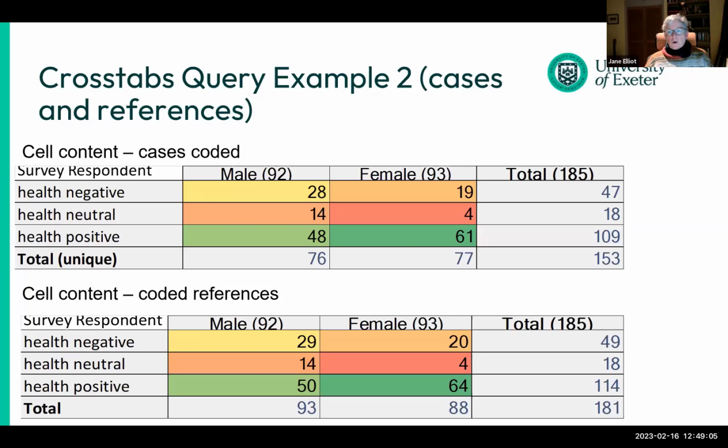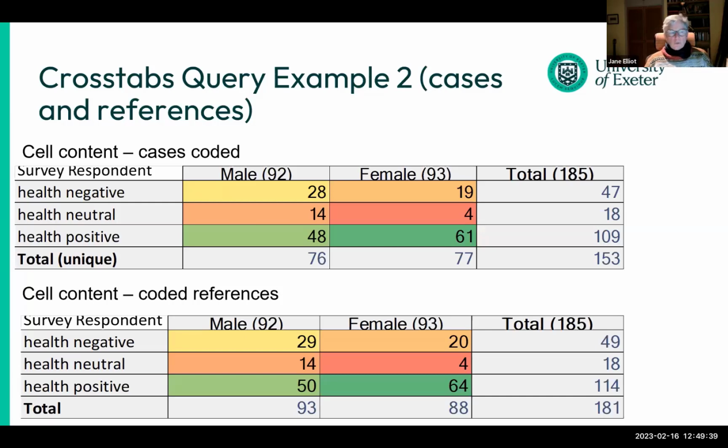Overall, we've got 185 people, real people. 92 of them are men, 93 of them are women. Here, what I did was I did lots of individual codes about what people were saying about their health. And then again, I aggregated these up into three broad categories. First, whether people were writing about their health in a negative way, then in a neutral way, and in a positive way. So there were those three main categories.